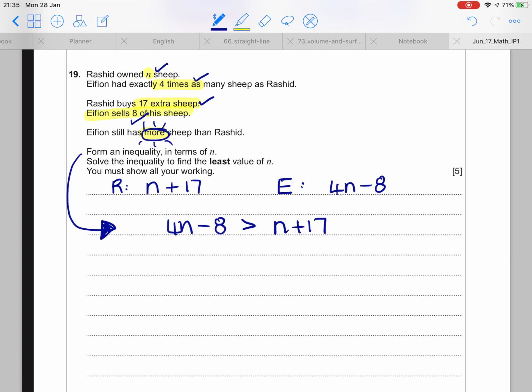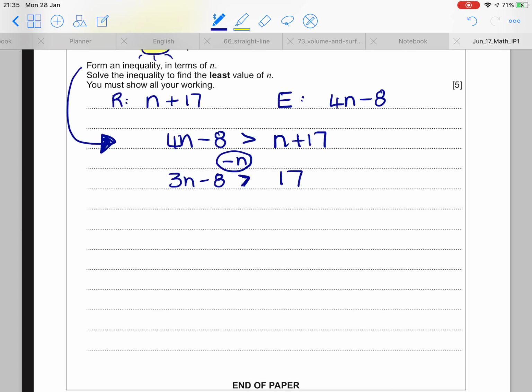And now they want me to solve it. So the first thing I'm going to do is take away n because it's the smallest number of n on both sides. Please note it works just like an equal sign. I've just now got that more than symbol in the middle. Second step that I'm going to do is I'm going to add on 8 to get rid of the minus 8. So adding 8 to both sides. 3n greater than 25. Dividing by 3. These steps look the same as they do for a normal algebra sum because it does work in exactly the same way.